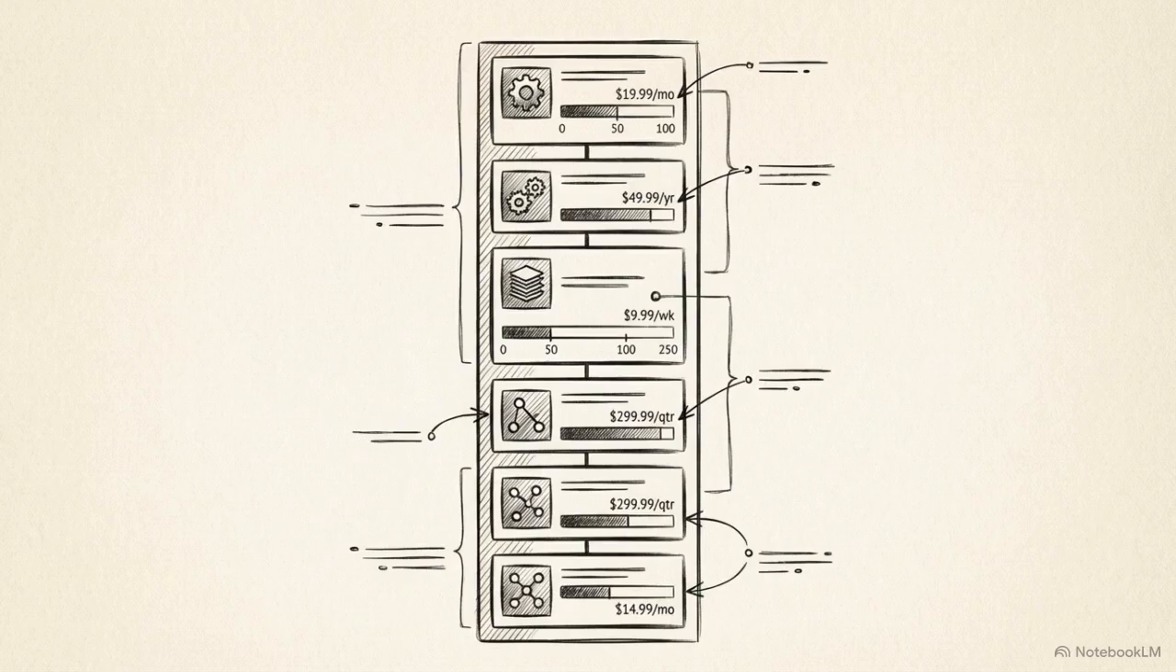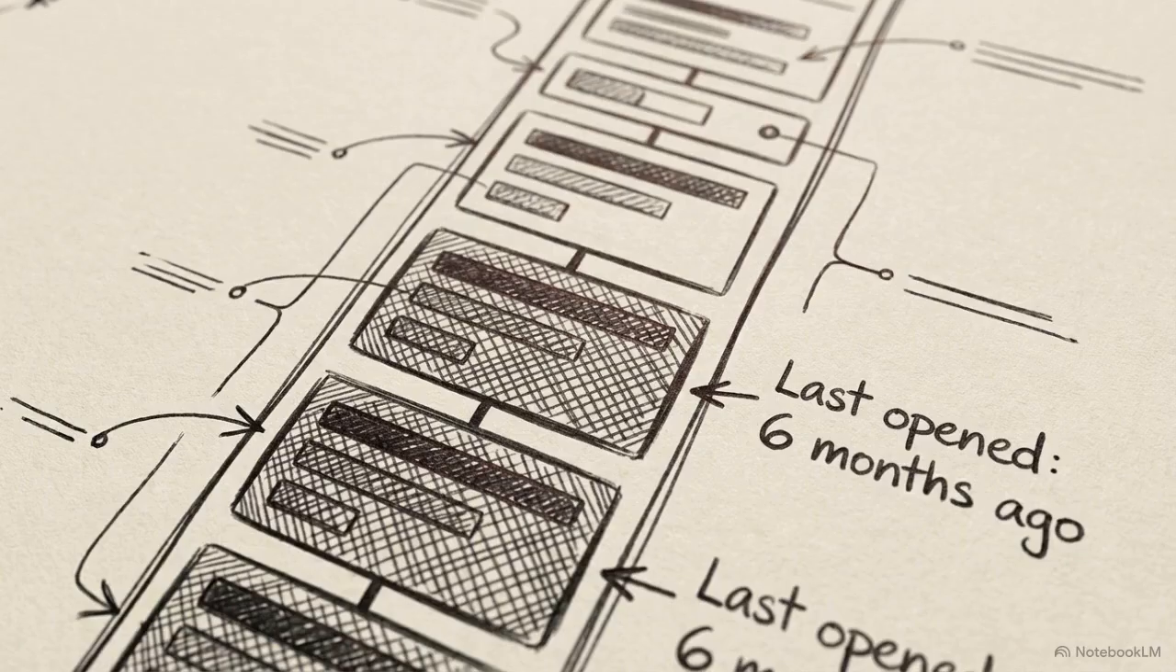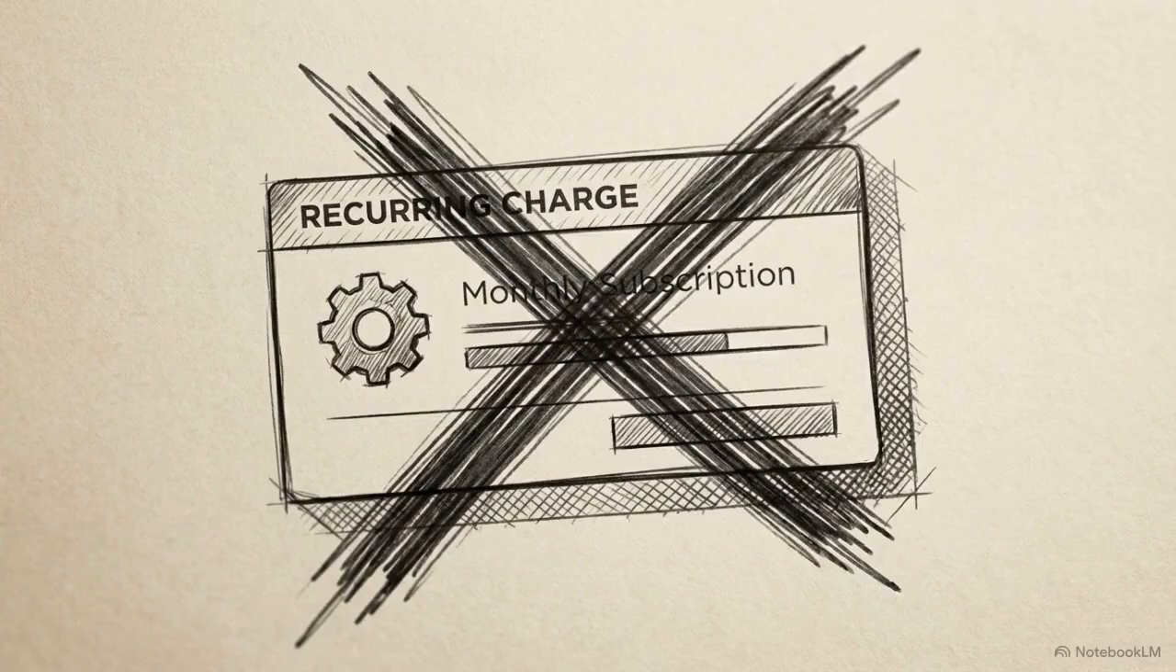The algorithm isolates your disjointed recurring charges and pulls them into a single, undeniable vertical list. Now apply the 30-day rule. Once your list is categorized, any service you have not actively logged into or engaged with in the last month must be targeted for immediate cancellation.